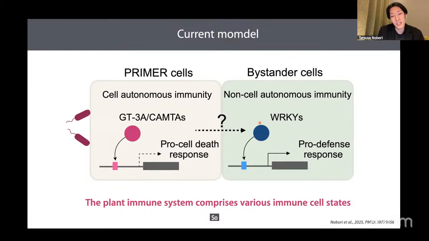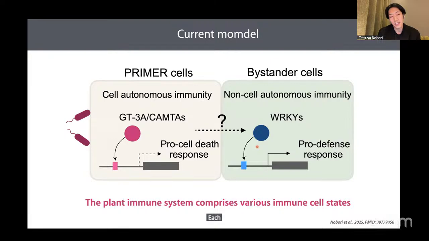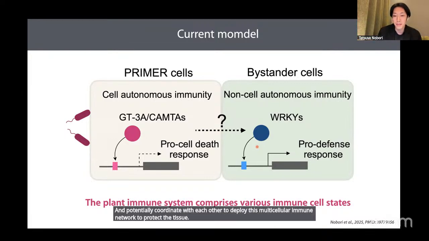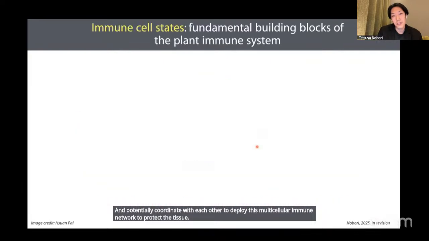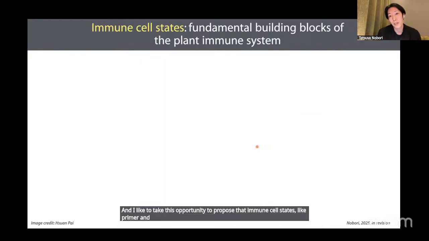So the take home here is that even though plants don't have specialized immune cells like we do, each cell upon pathogen infection can flexibly turn into diverse cell populations or immune cell states and potentially coordinate with each other to deploy this multicellular immune network to protect the tissue. And I'd like to take this opportunity to propose that immune cell states like primer and bystander cells are fundamental building blocks of the plant immune system.